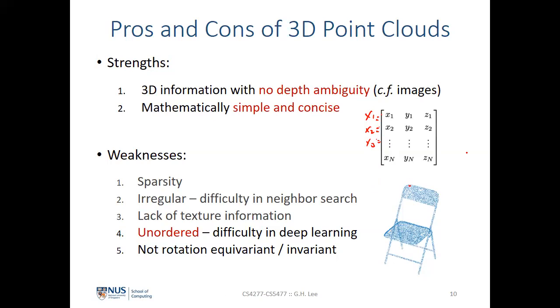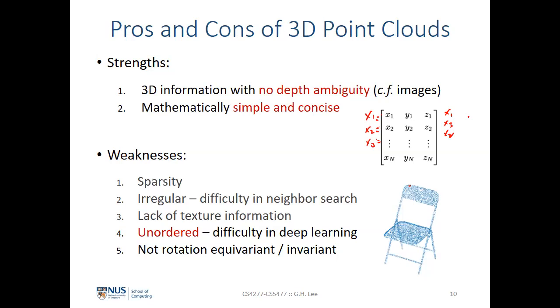Let's say you only consider 3 points. There are 3 factorial, 6 combinations here. So you can do x1, x3, x2, and they are still going to be the same point cloud. But this will have some detrimental impact on our deep learning. We'll see why.